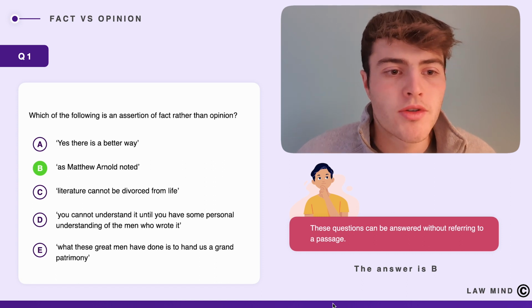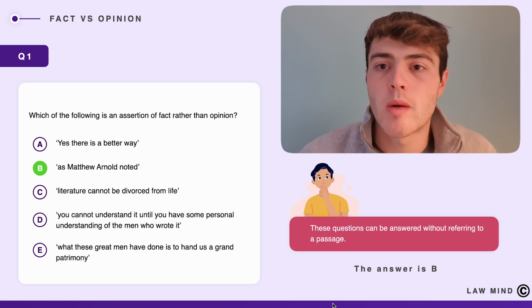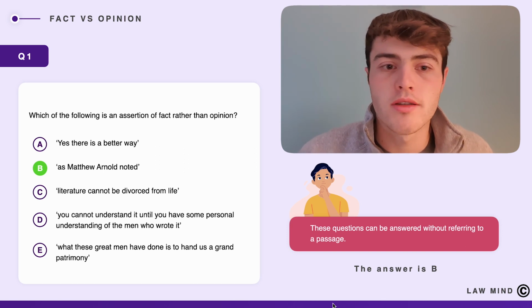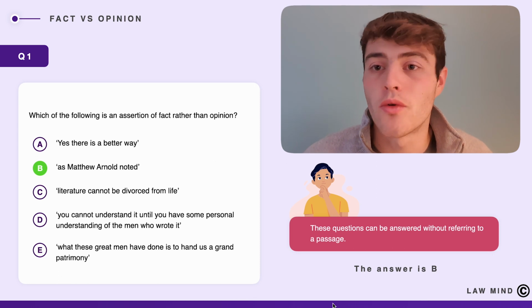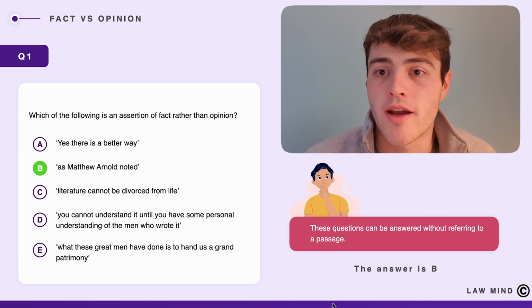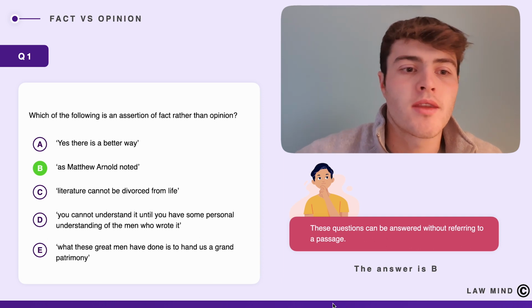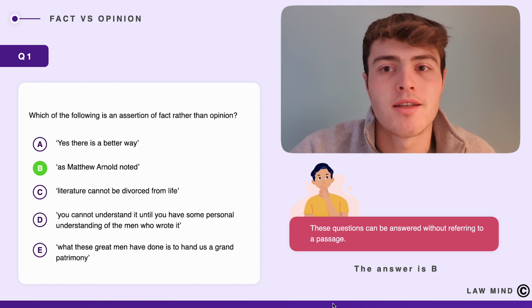If we look at some of the other options, "literature cannot be divorced from life." This is quite similar to the example I gave earlier with the Ford cars. It looks like it might be a fact, and in fact, the author, in an attempt to persuade the reader, has presented it with some factual characteristics. By using the word cannot, he makes it out as if it's obvious that literature cannot be divorced from life and that this is not an area for debate.